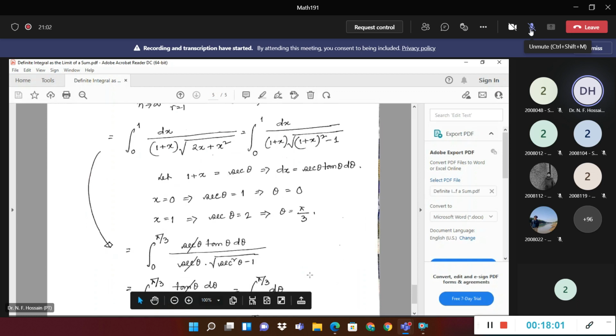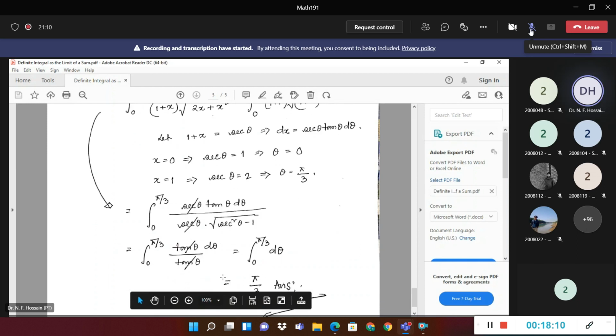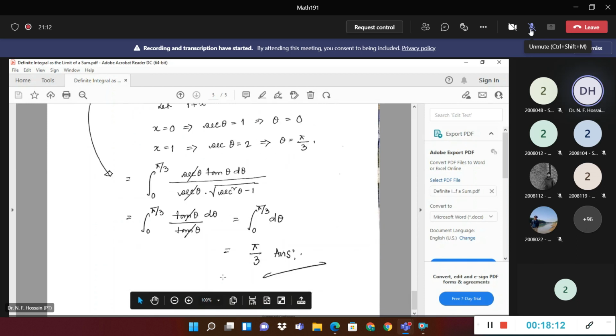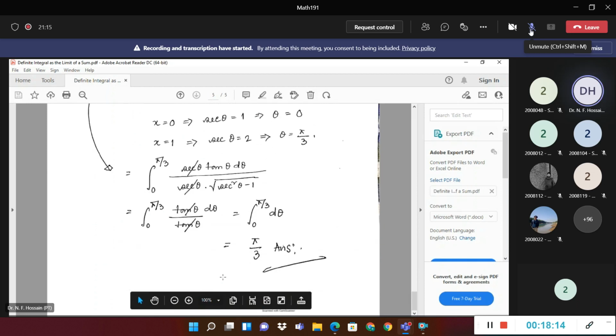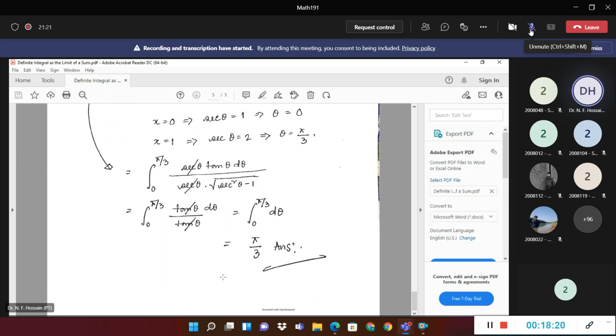In the upper side, sec theta tan theta d theta, and in the lower side, this should be sec theta and root over sec square theta minus 1, that means tan theta. So this sec theta tan theta both are cancelling. You just have 0 to pi by 3 d theta, which gives you theta with the limit 0 to pi by 3. That means pi by 3. So these are the maths, and there are more maths in your books of this type. So you can do this math by yourself.